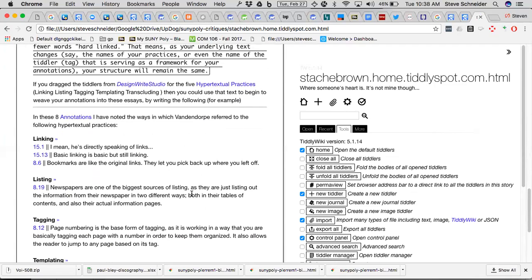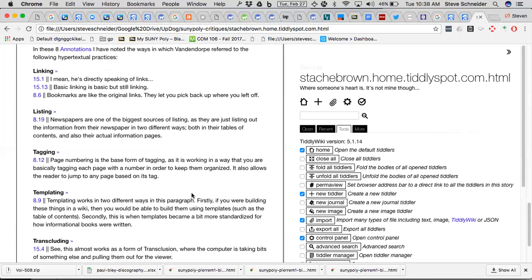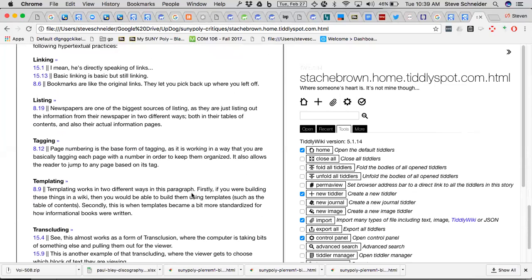So he's got a bunch of annotations, and they're all tagged to linking, tagging, listing, transcluding. So let's make some use of that so that we could organize his work. And now I've organized them by the practice that they're tagged to. Okay, and you've done this. This is like the same thing you did with dogs. You do each practice, and then under linking, you go and find each tiddler that's tagged to linking.